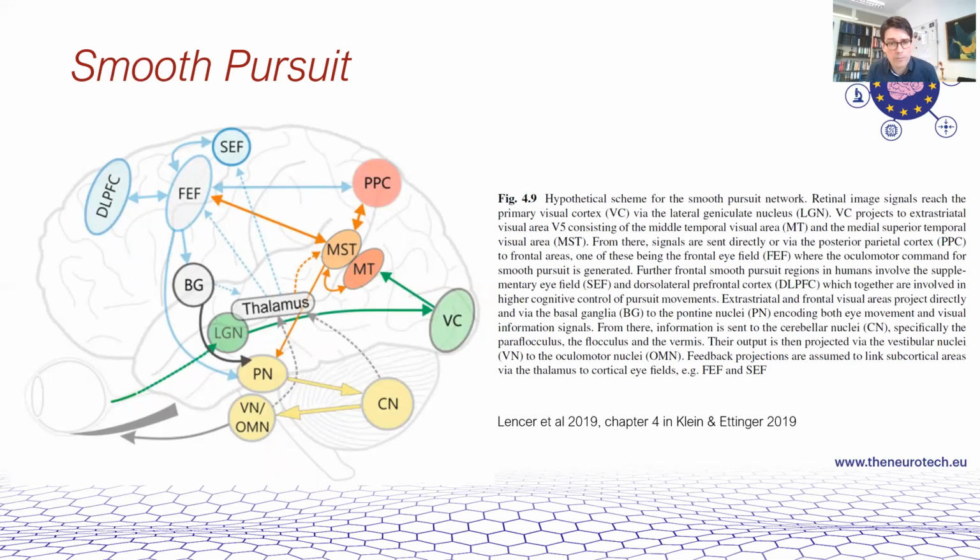The neural network that underlies smooth pursuit eye movements in humans is quite well established. It's quite well known, mostly from human lesion and functional neuroimaging studies, but also from non-human primate studies. In this diagram from a chapter by Rebekka Lencer and colleagues, we can see both the visual pathway from the eye via the lateral geniculate nucleus to the visual cortex, and then the oculomotor pathway emerging from visual cortex via motion sensitive areas MT and MST to oculomotor areas, eye fields in both the parietal cortex and in the frontal cortex, and then direct or indirect projections via the basal ganglia to pontine nuclei and via the cerebellum to oculomotor nuclei.